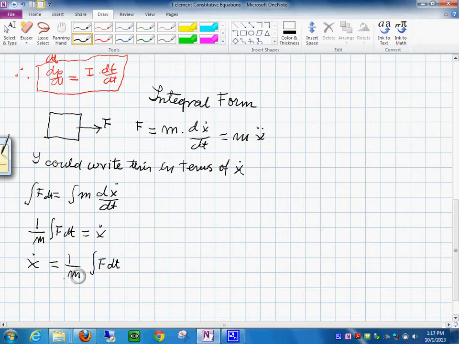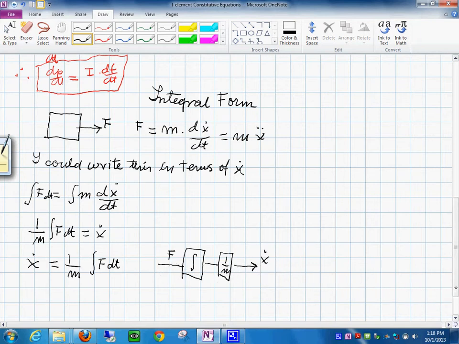How does this play in the block diagram? And how does it play in the bond graph model? In the block diagram in here, you're going to have that f comes in, gets integrated once, and then this gets multiplied by 1 over m, and out of this comes x dot. This is the block diagram of this in integral form.